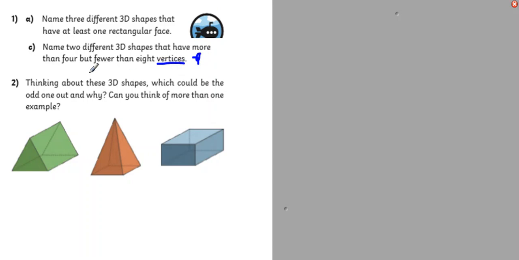And then 2 says, thinking about these 3D shapes, which could be the odd one out and why? Can you think of more than one example? So these three shapes, which is the odd one out and why? Can you think of more than one example?